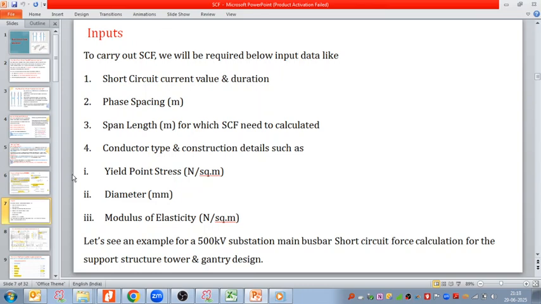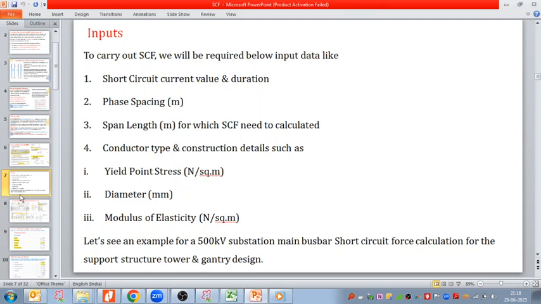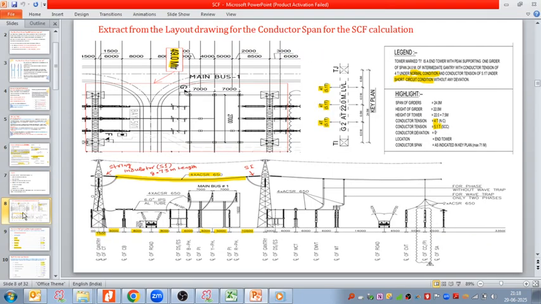Okay, so let us take one of my project examples for the SCF calculations. Here it was a 500 kV substation. A 500 kV substation is identical to a 400 kV substation. In India it is 400 kV, but in some countries, some in the Middle East or some Russian countries, they have 500 kV voltage also.